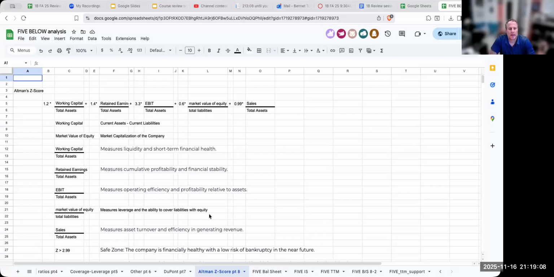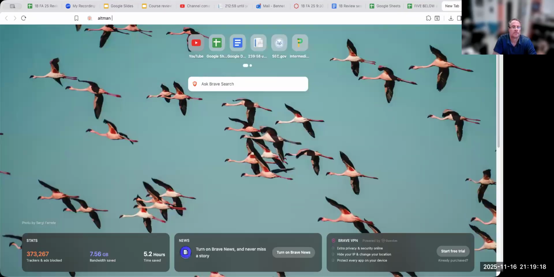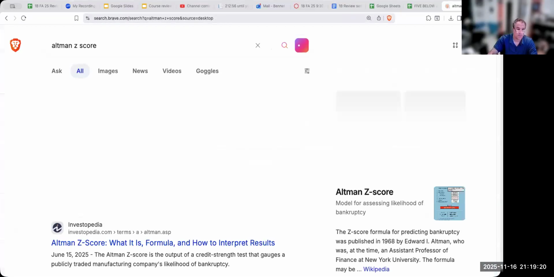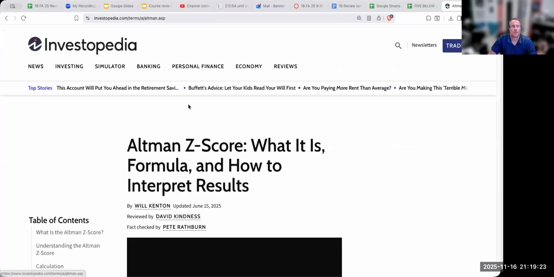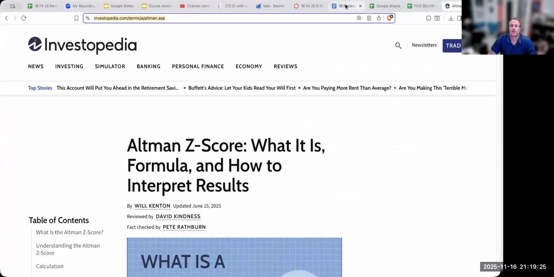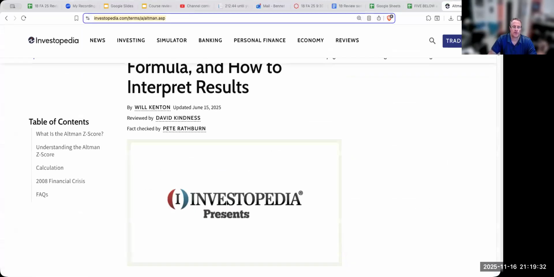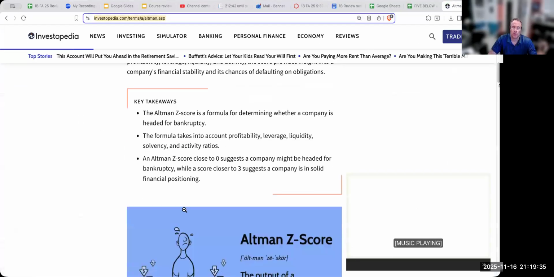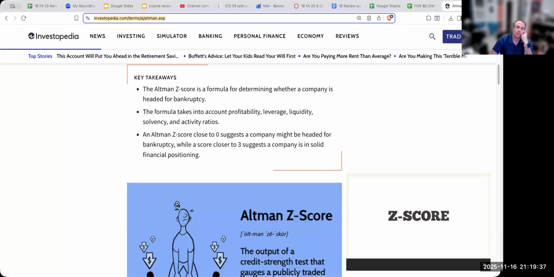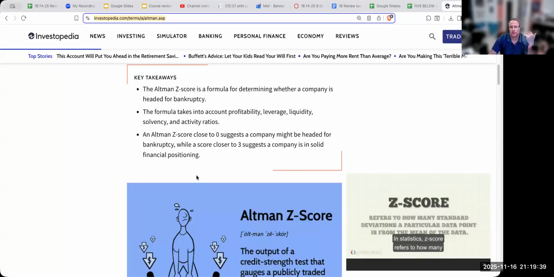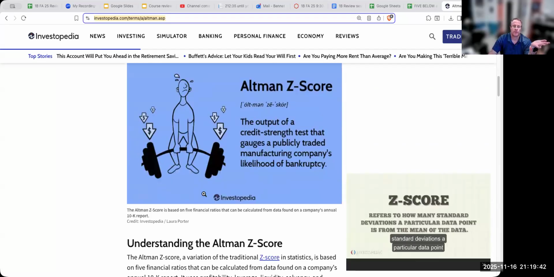So let's go ahead and take a look at the Altman Z-score. What exactly is the Altman Z-score? I'll include a link from Investopedia below, so thank you, Investopedia. Essentially, the Altman Z-score is a way to determine whether a company is basically headed for bankruptcy, and there's a ranking of 0 to 3.